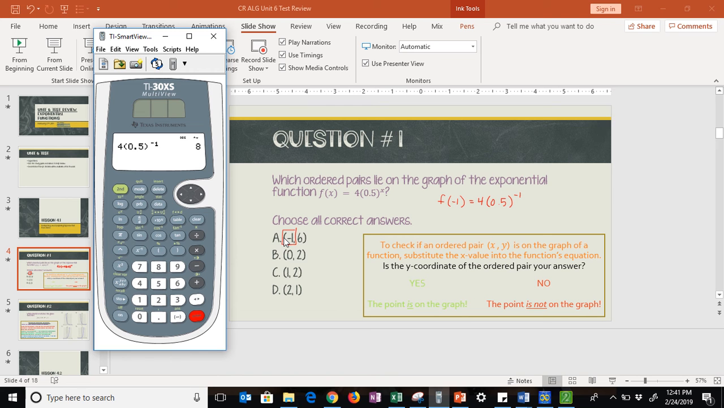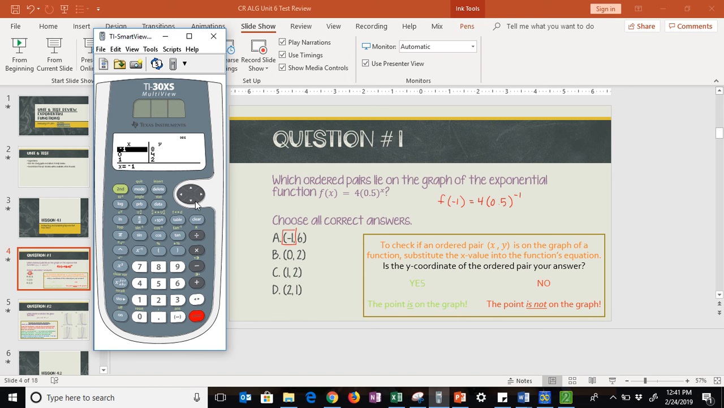Now, the other thing that you could do that we talked about was you could use your table feature either in Desmos or on your calculator if you have access to that. You could type in your function, so y equals 4 times 0.5 raised to the x. If I press enter, notice my smallest number here is at -1, so I'm going to type in -1. I'm going to go by ones. I'm going to press OK, and then I can just check really easily.